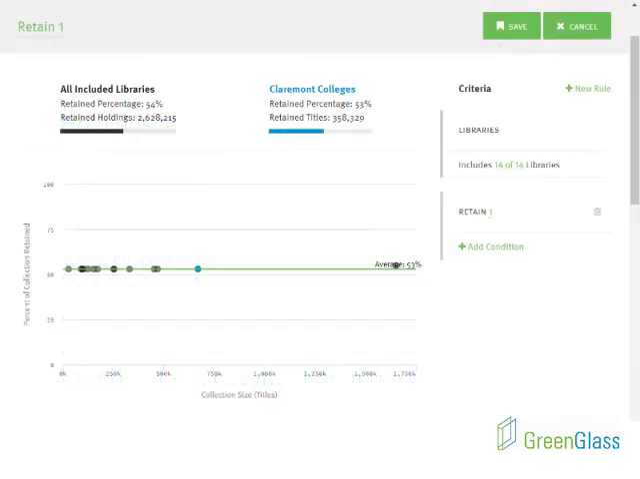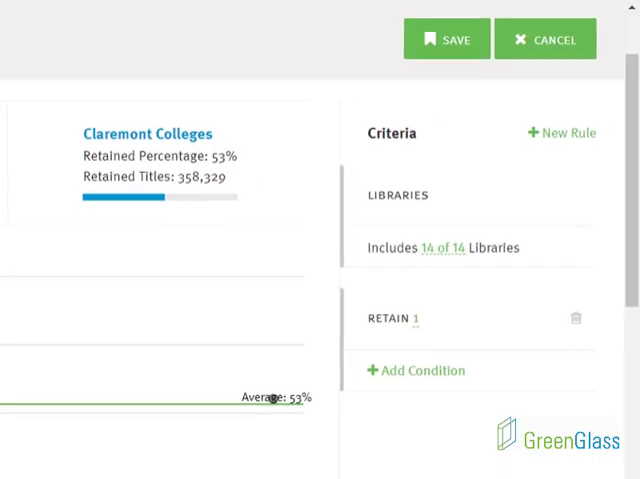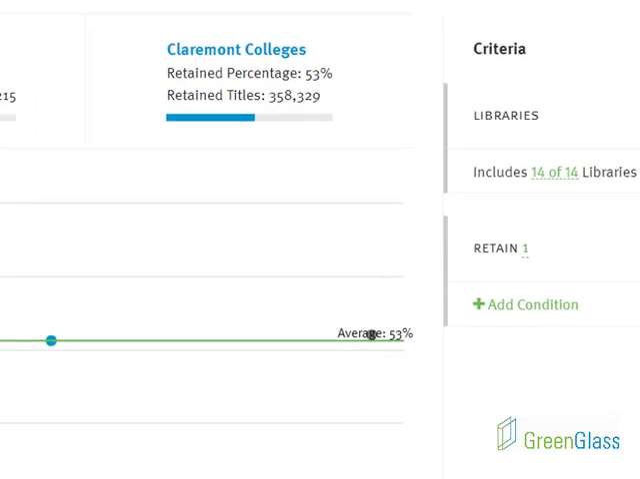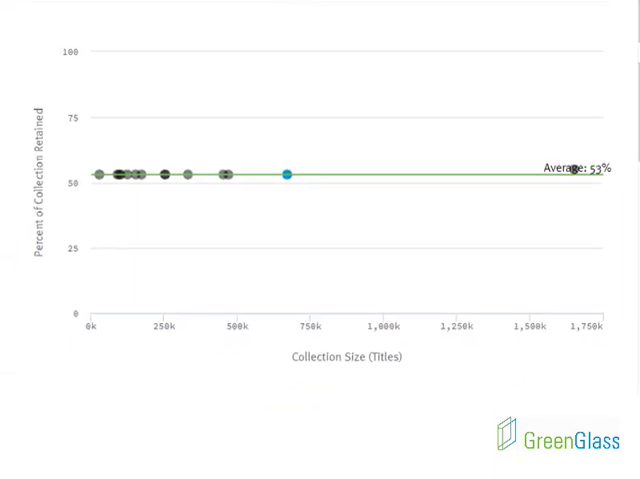A good place to start with the Model Builder is with a single rule to retain one copy of every title currently held. This simple rule impacts each project differently, depending on the number of libraries in the group and the extent to which their collections overlap. For example, the model to retain one copy of every title applied to the 14 SCELC libraries would require each member to retain approximately 53% of their collection.